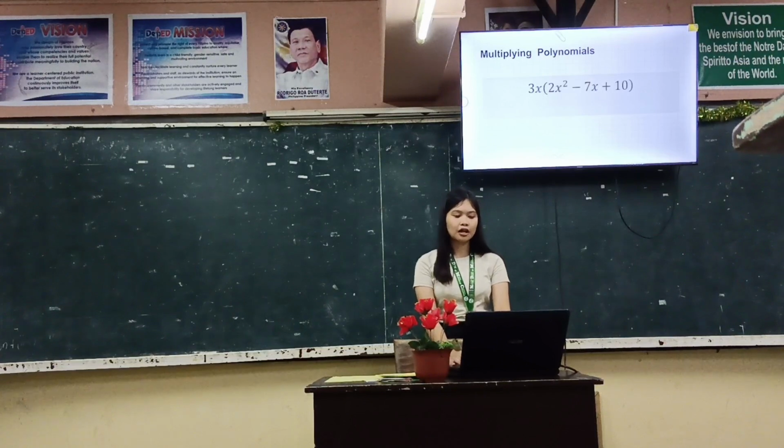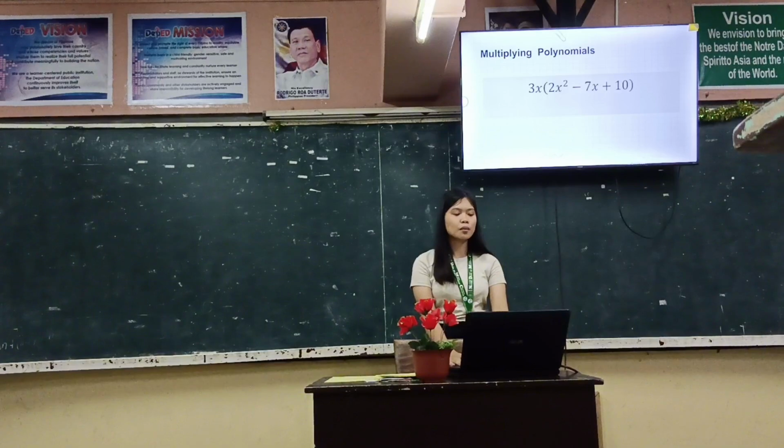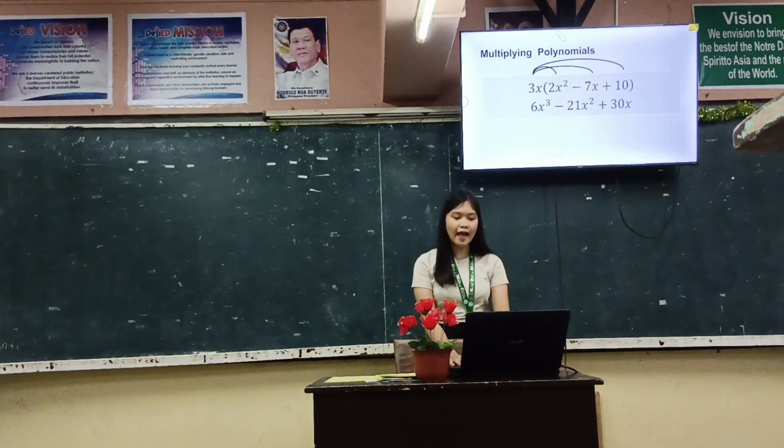In multiplying polynomials, we have here 3x times the quantity of 2x squared minus 7x plus 10. We just have to multiply 3x in each term. So we have 6x cubed minus 21x squared plus 13x.